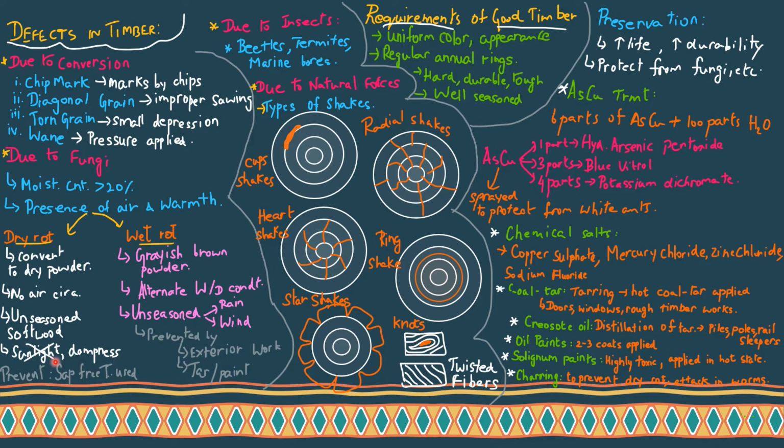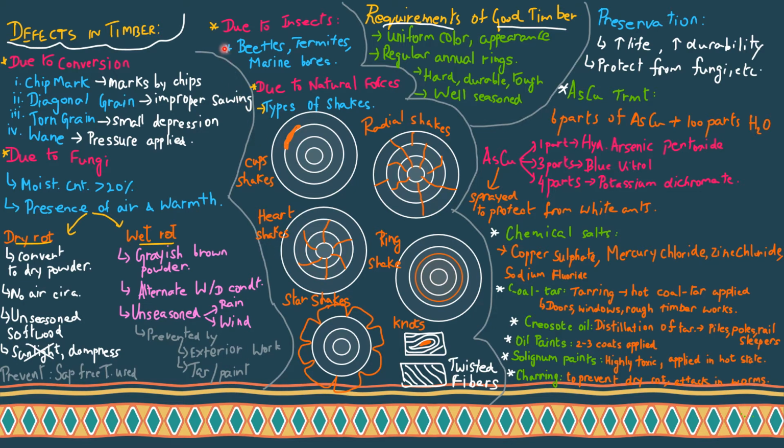There will not be any sunlight, they will not be kept in sunlight, and it will be damp, so dampness. To prevent it, sap free timbers are used. So moving on to the wet rot, there will be grayish brown powder, alternate wet and dry conditions, and unseasoned timber during rain and wind, and it is prevented by exterior work and tar or paint application. So this is for wet rot.